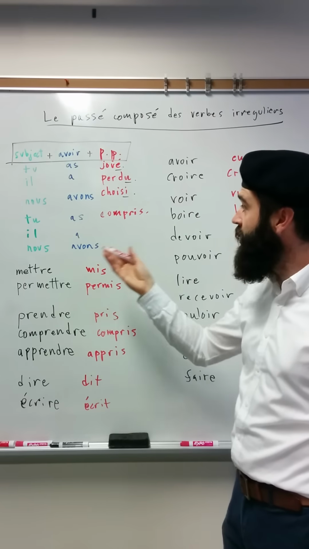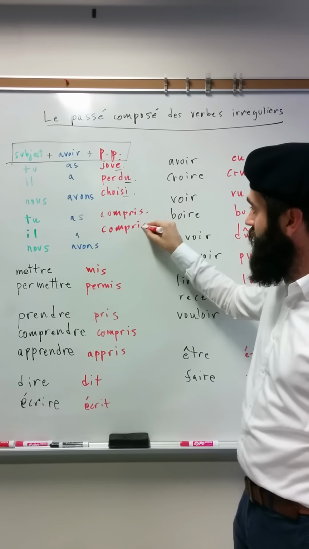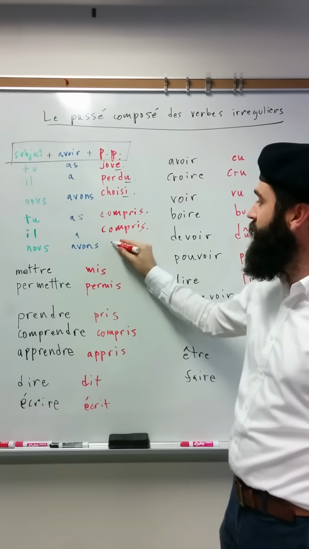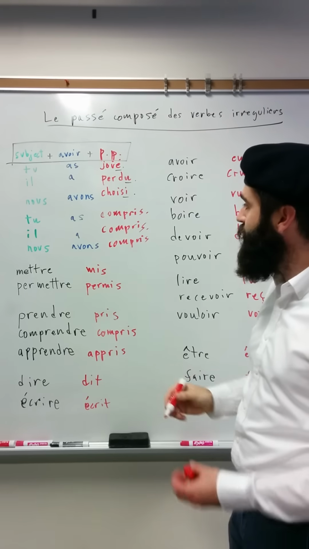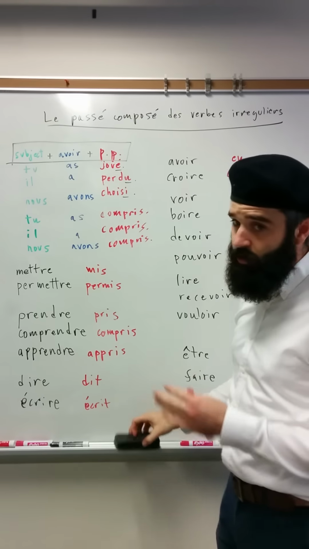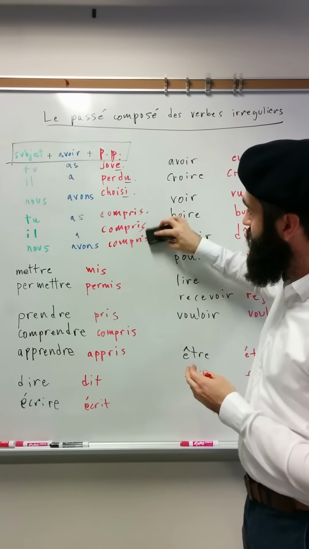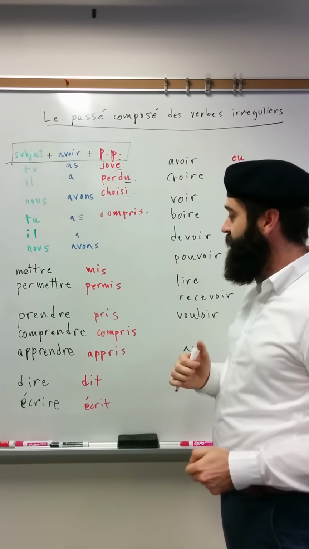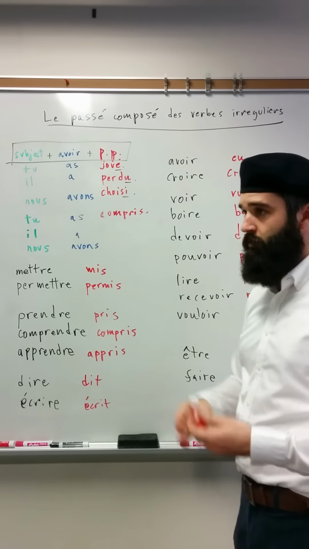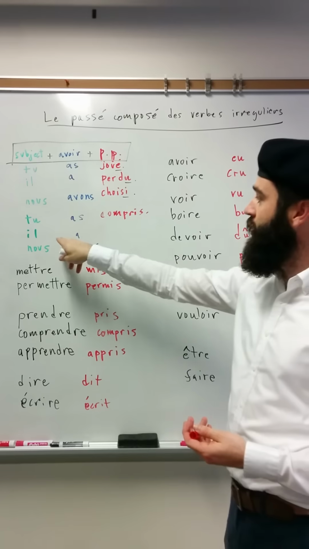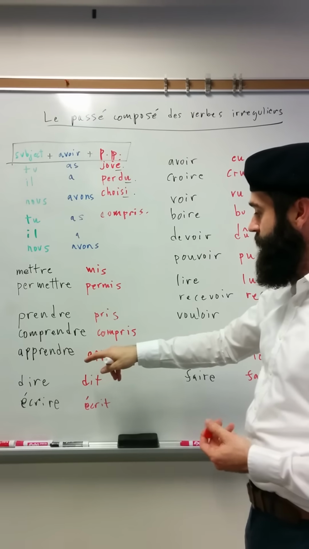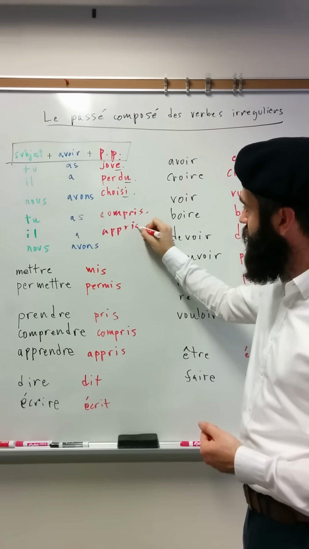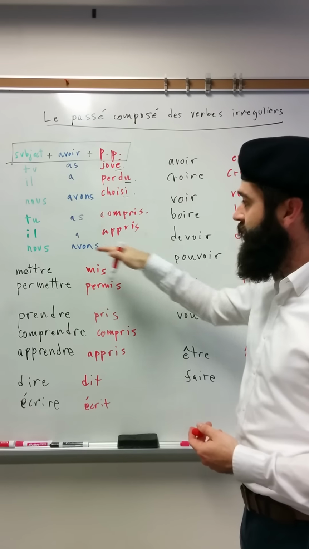Okay, and that would be the same for any subject. Okay, if it was he understood, again, it would be il a compris. For nous, for we understood, it would again be nous avons compris. Okay, so it's the same for all of them. So once you learn the individual past participle, you know it for all subjects. Another example, if I wanted to say he learned, it would be apprendre, right? The past participle is appris. So, plug that in. Il a appris. Usually you say he learned something.